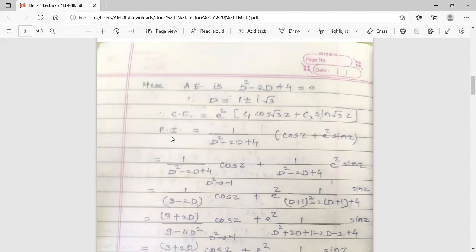Okay, now the particular integral is equal to 1 upon D square minus 2D plus 4 in bracket, cos z plus e raised to z into sin z. There are two different terms, so you separate both the terms like this.